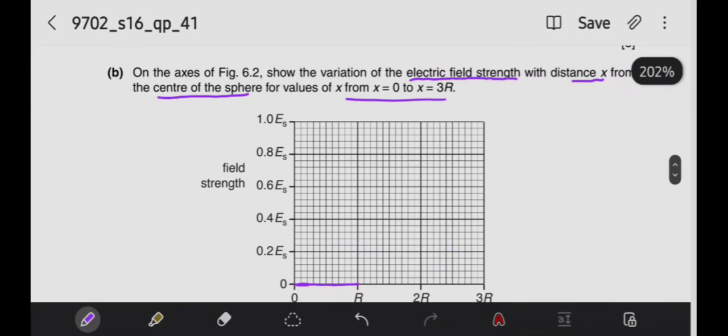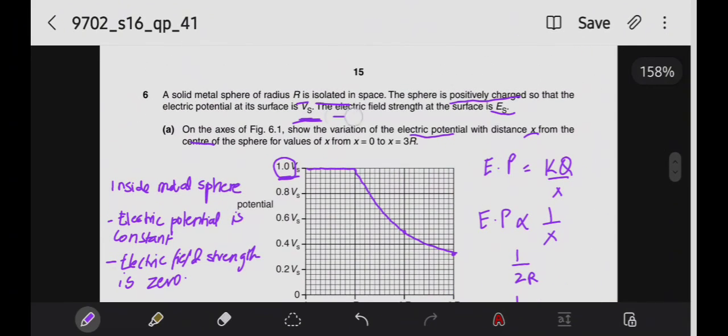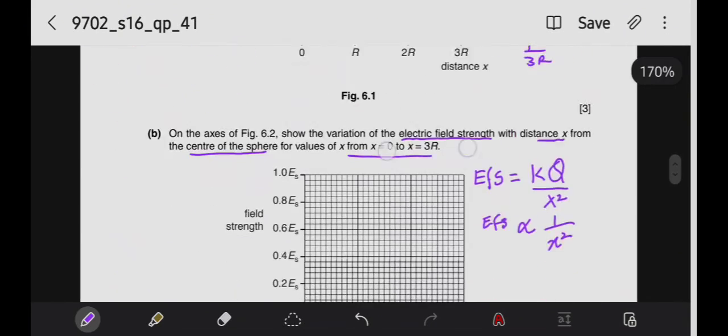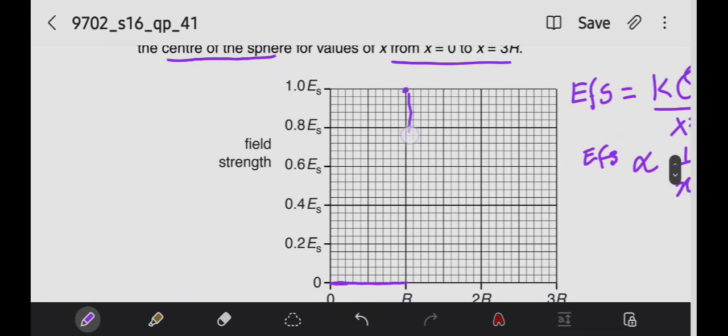Right, and then let's write down the formula for electric field strength. It would be kq over x squared. So electric field strength is proportional to 1 over x squared. So at 2r, it would be... Also, we saw that it was written that electric field strength at the surface is Es. So at the surface, which would be at r, it would be here, right? 1 Es, and we can draw this line.